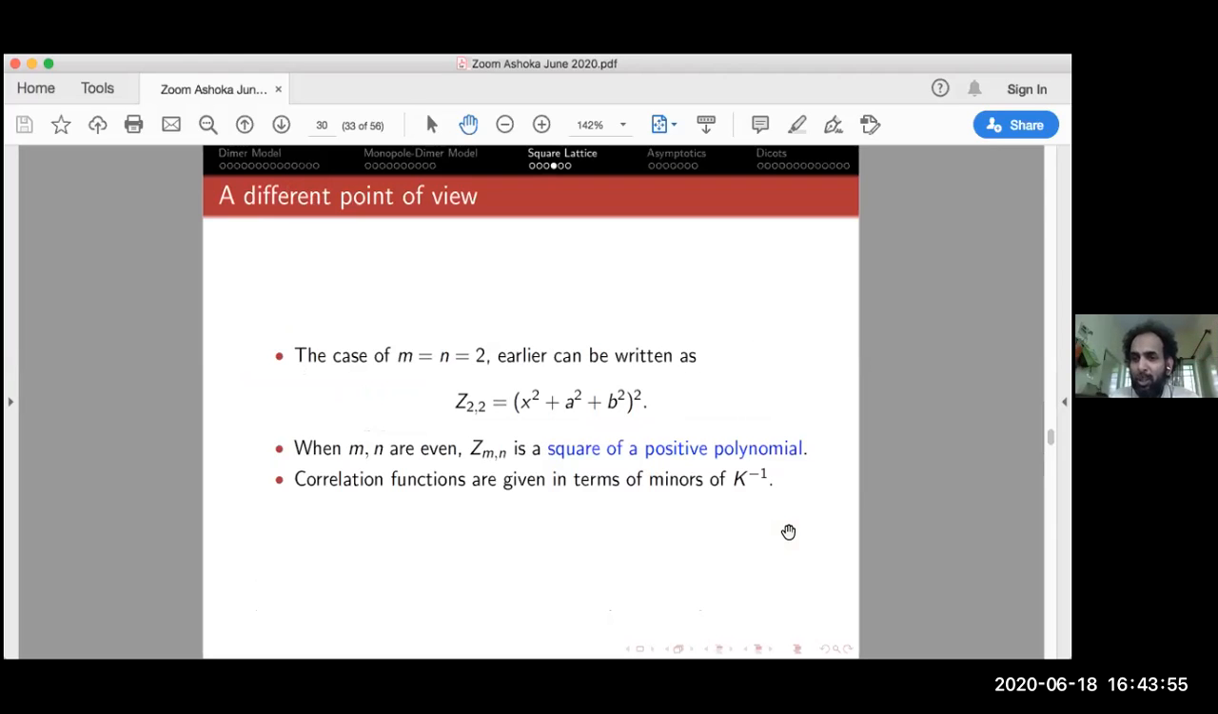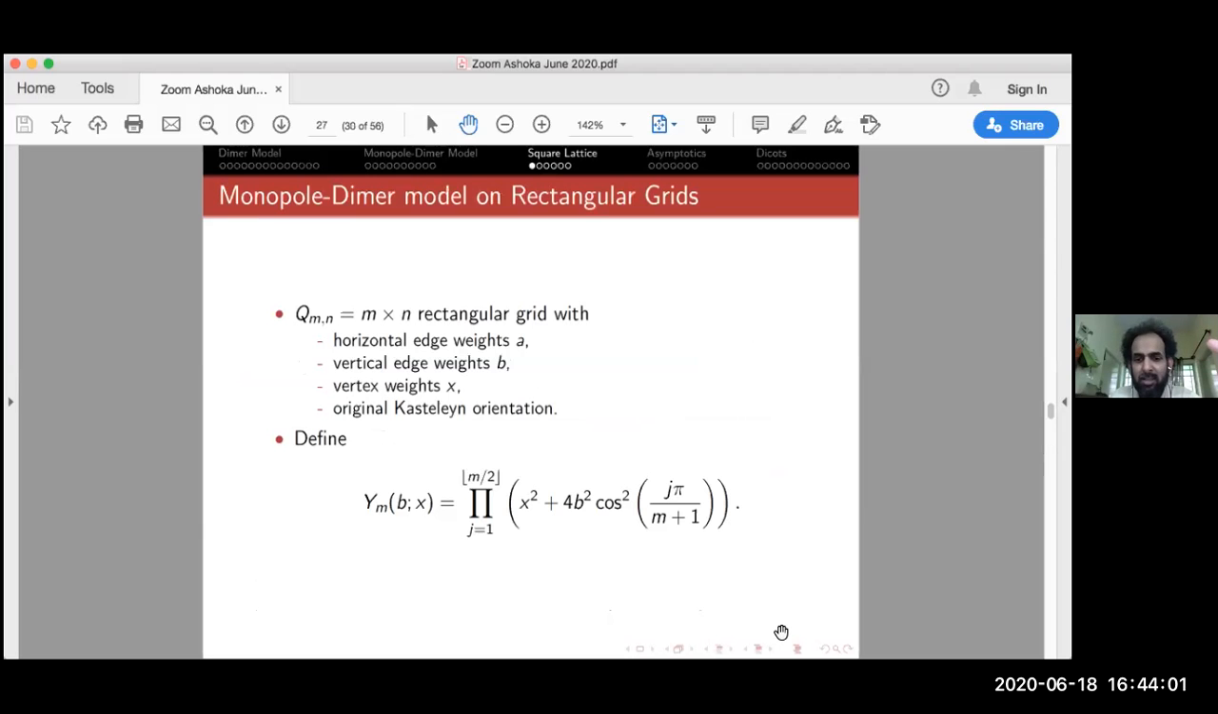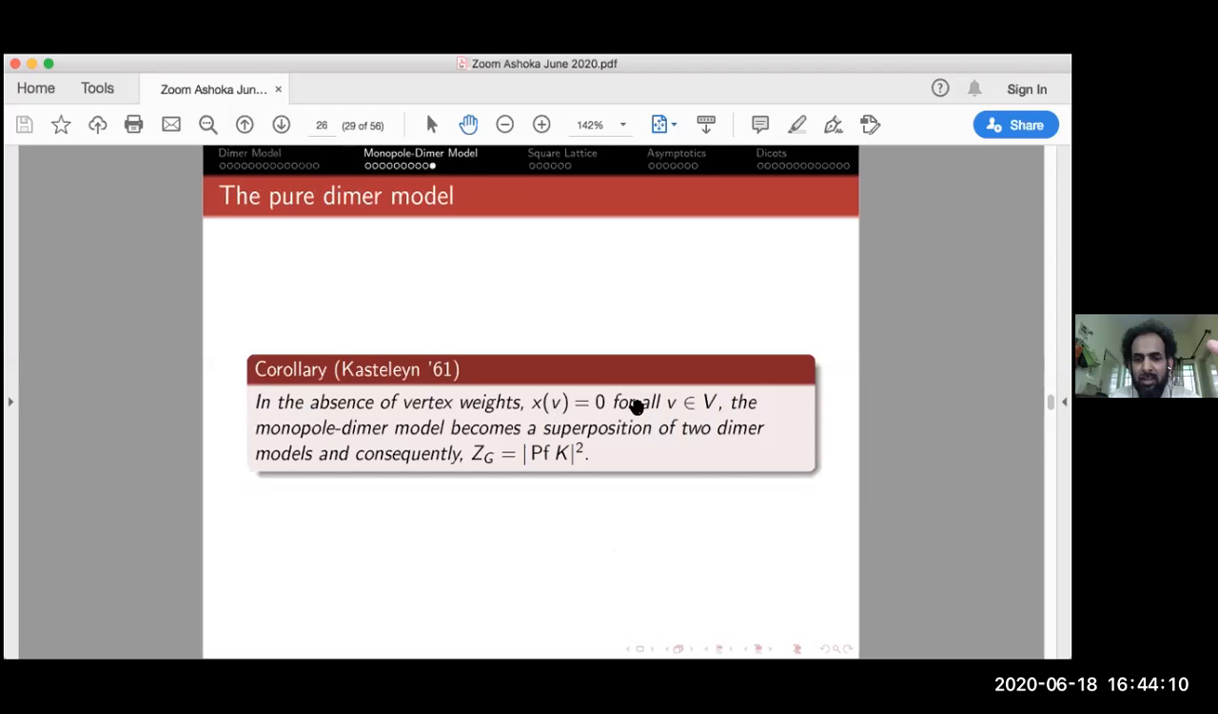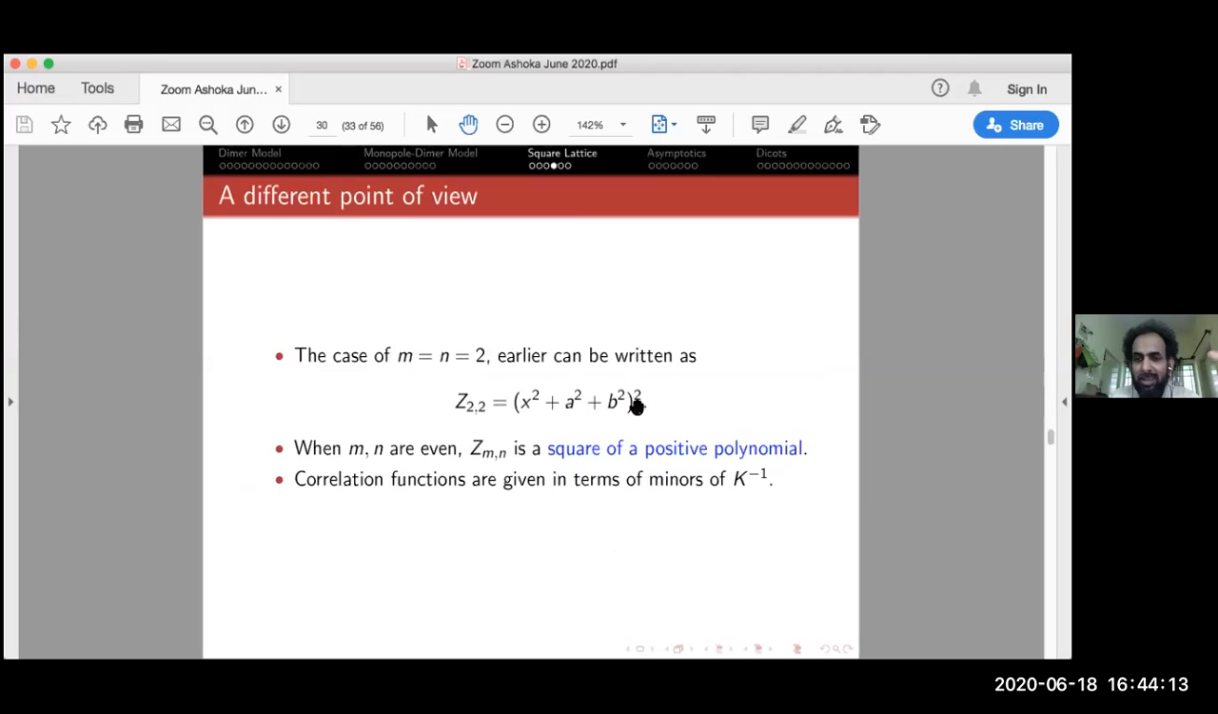So the 2 by 2 example that I went through in detail, if you like to factor things, you would have noticed that this is actually x squared plus a squared plus b squared. This is not obvious a priori, and this is not some general theorem in linear algebra, because the matrices are no longer skew symmetric because of these non-zero diagonal entries. But yet you get a square. So there's something nice going on.